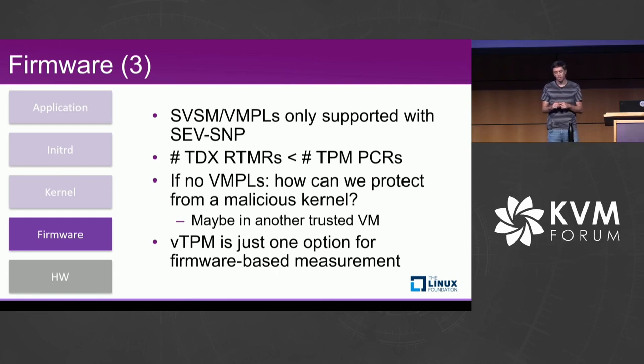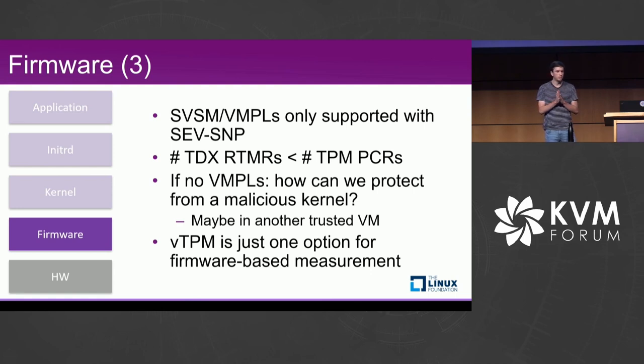Maybe not. Maybe the bigger elephant in the room is that it's not yet known how we would do something like this with TDX. And the thing that makes you a little bit hesitant here is that with TDX, you don't get as many RTMRs as a TPM has PCRs. So there isn't really a one-to-one mapping between a TPM and the TDX measurement. Now, it's possible that someone smart, maybe one of you, can figure out a way to actually map those PCRs onto the RTMRs in a way where you're not losing any information, and we're still able to keep the log straight, and everything will work out.